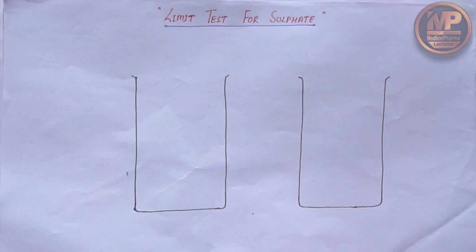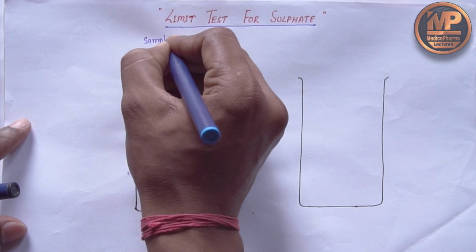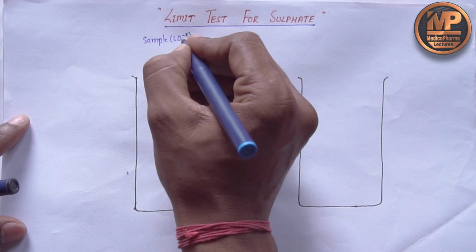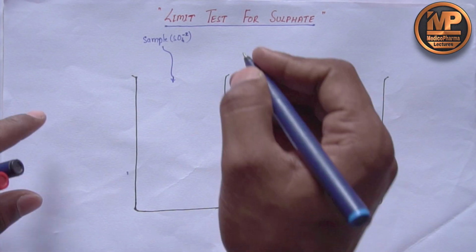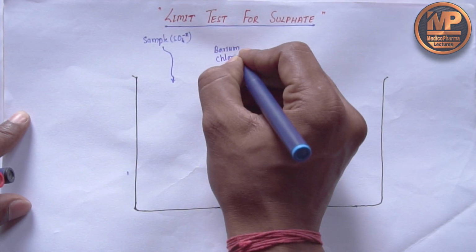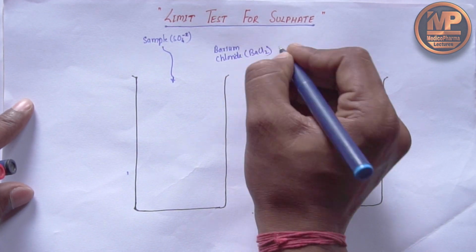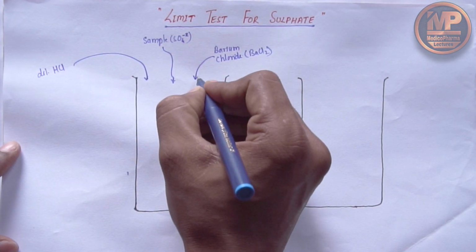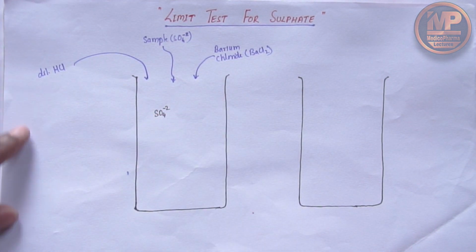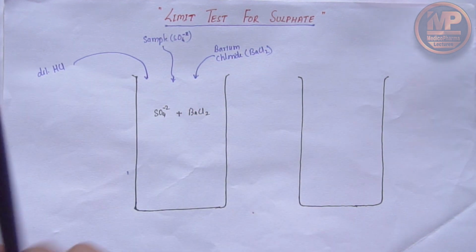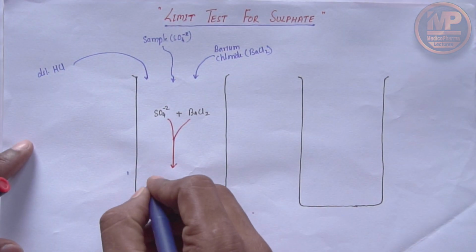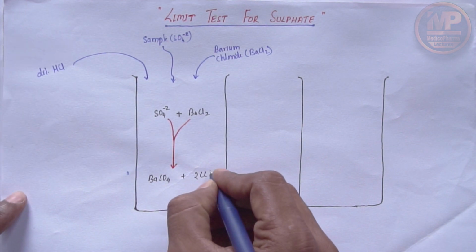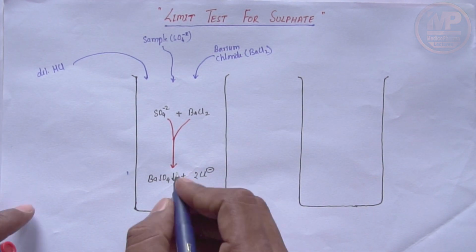Now we will try to understand the very basic principle involved in the limit test for sulfate. For this we take two Nessler cylinders. In the first Nessler cylinder we add our sample, which may contain sulfate impurity. We also add barium chloride, BaCl2, and dilute hydrochloric acid. The sulfate impurity present in the sample reacts with barium chloride to produce barium sulfate and chloride ion. This barium sulfate produces turbidity.